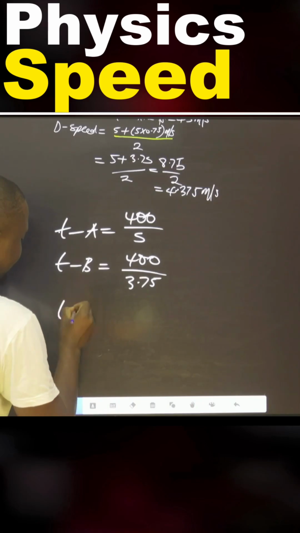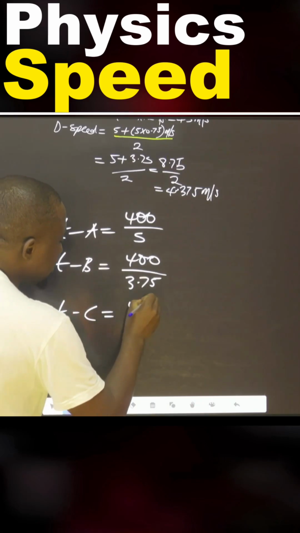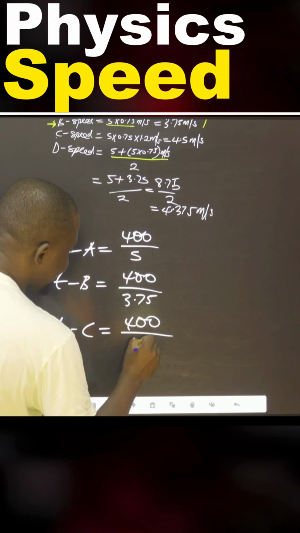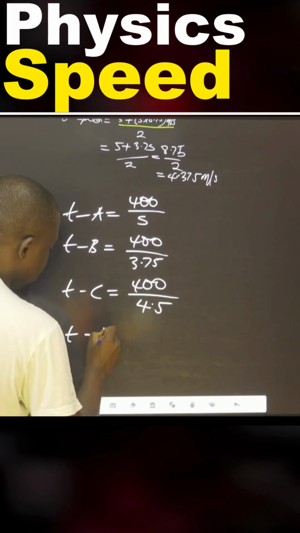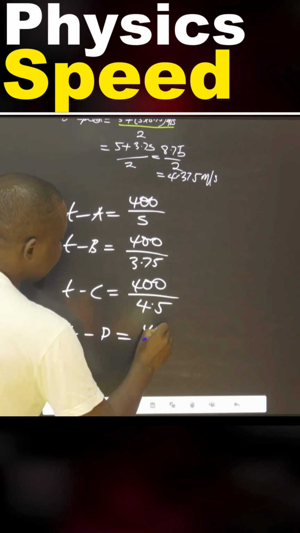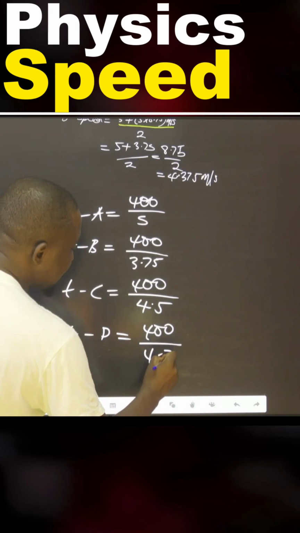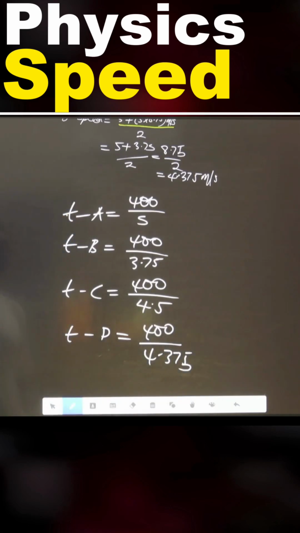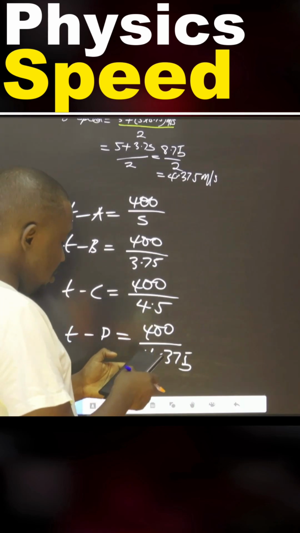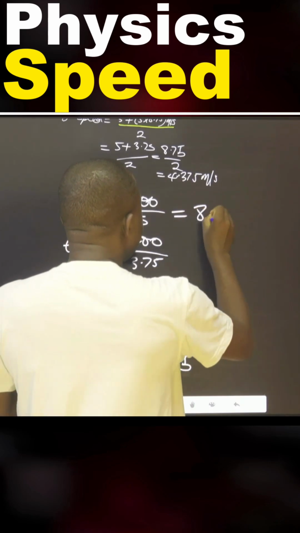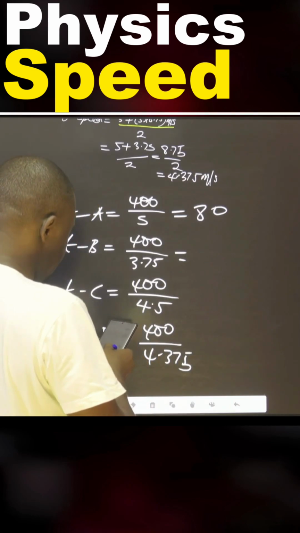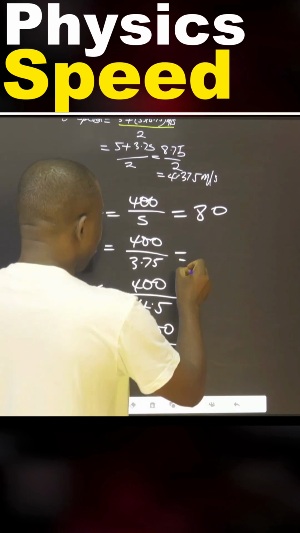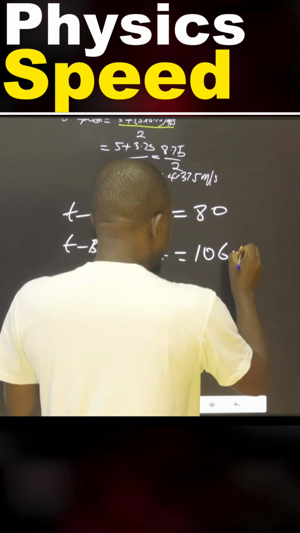Time for C equals 400 over 4.5. YD is 400 over 4.375. All we have to do now is to calculate all this. Okay, let's work them out. We have 80. 400 divided by 3.75, we have 106.67.